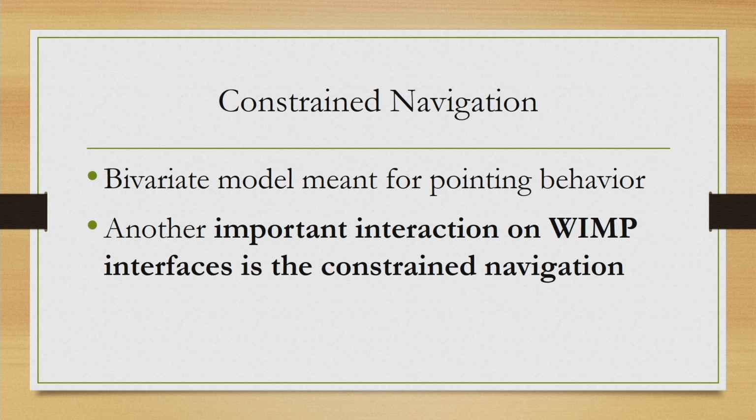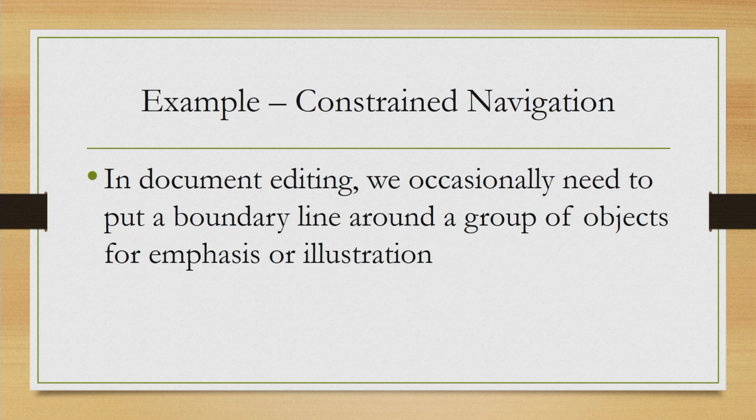So, what do we mean by the term constrained navigation? Let us try to understand the concept in terms of one example. Sometimes when you are editing a document, you may need to put a boundary line around some objects. For example, suppose this is the text that you can see on the slide and we want to put a boundary line or a circle around one word or a line. For example, suppose I want to put a circle around the word boundary in this way.